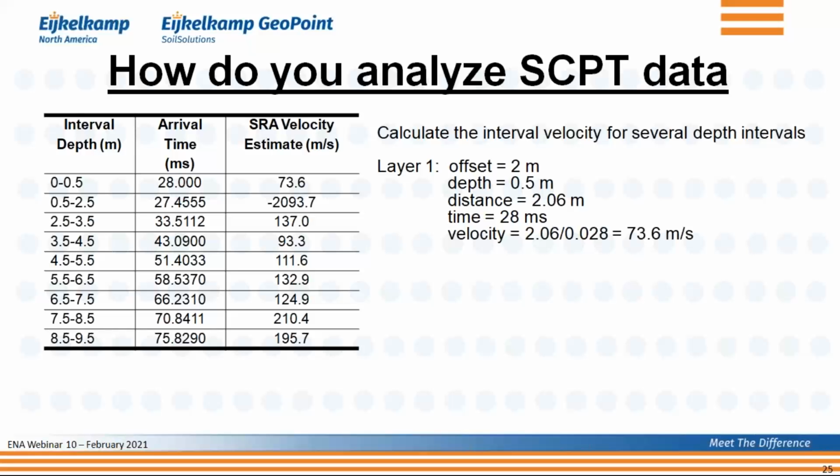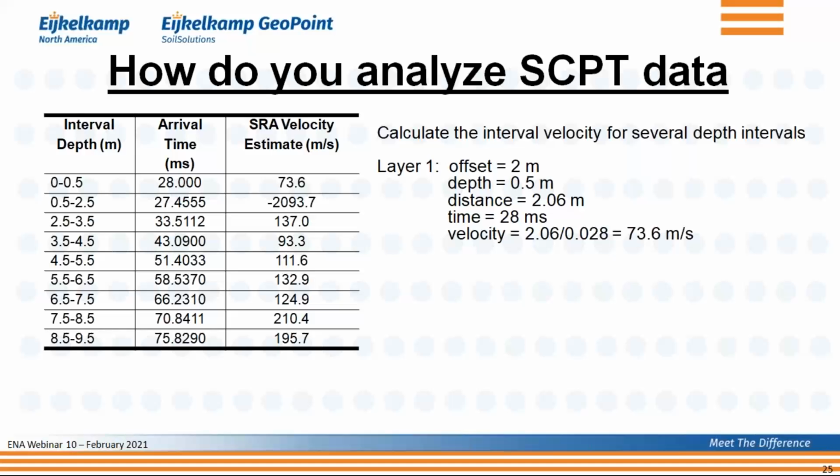Problem is, very quickly, of course, you see there that between 0.5 and 2.5 meters, we come up with a velocity of minus 2100 or close to 2100 meters per second. Well, apart from the fact that the value is way too high, we have a negative velocity. And you may wonder, well, how the heck is that possible? Well, you see that the arrival time at half a meter is something like 28 milliseconds, but at 2.5 meters, it is 27.5 milliseconds. So it actually arrives earlier at a greater depth. And that is something that people think, well, that's impossible.